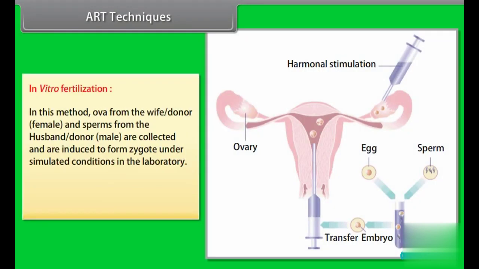ART techniques. In vitro fertilization. In this method, ova from the wife or donor female, and sperms from the husband or donor male, are collected and are induced to form zygote under simulated conditions in the laboratory. Zygote or embryos are then transferred into the fallopian tube or uterus.